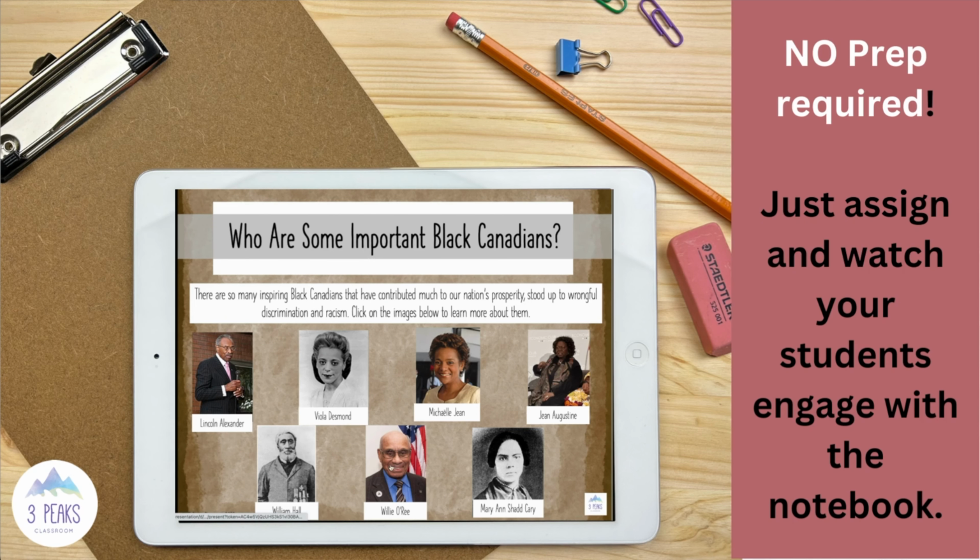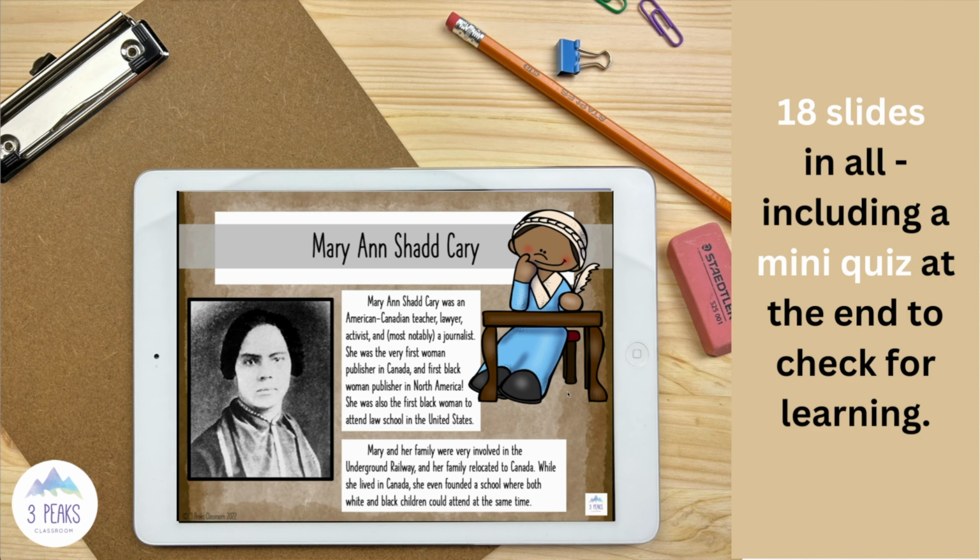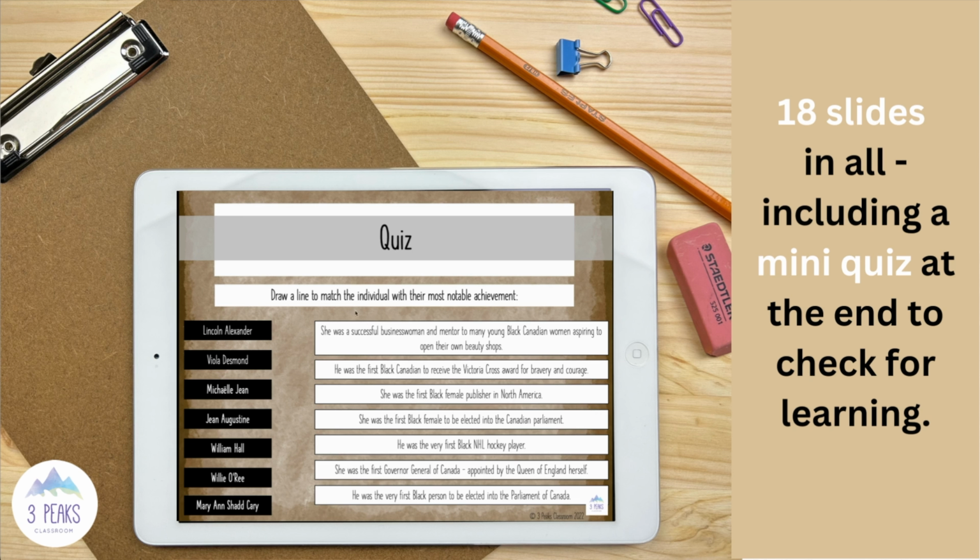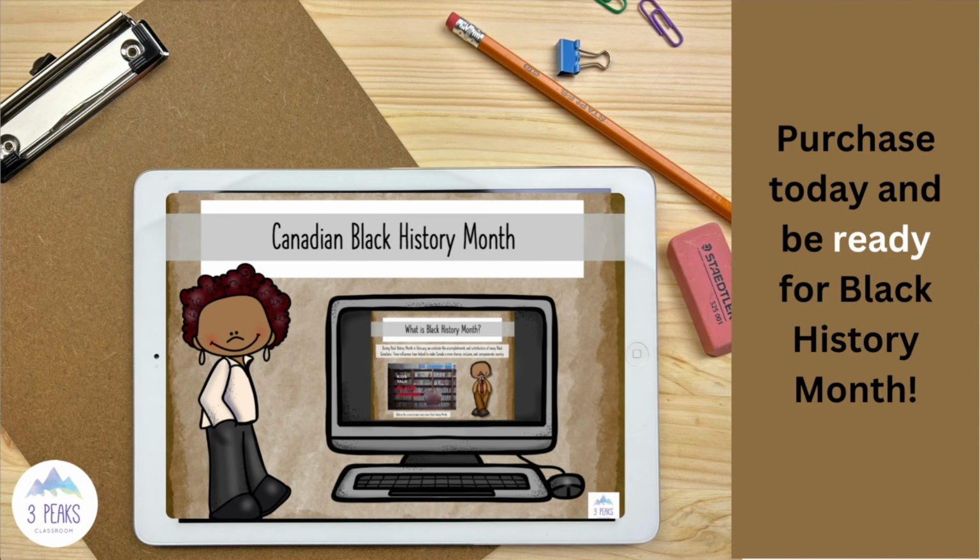There's also 7 notable Canadian Black figures that students can learn about. And at the very end, there's a little quiz. So they can go and see if they can match up the notable figure and what their most significant achievement was. And if they're not sure, they can go back and reread the unit as well. I have authentic real-life photographs included in the digital unit as well. And it links to 4 educational videos for kids about various topics in Canadian Black history.